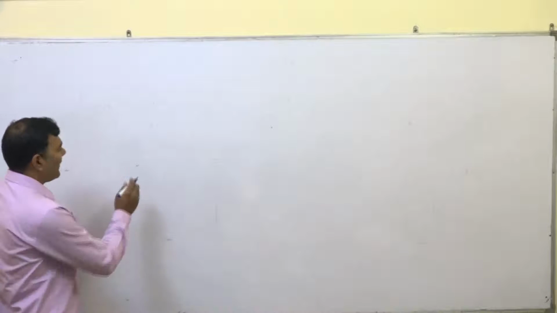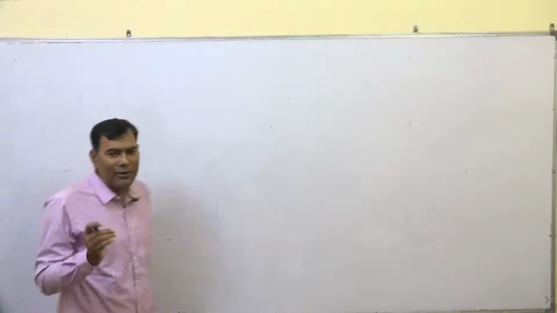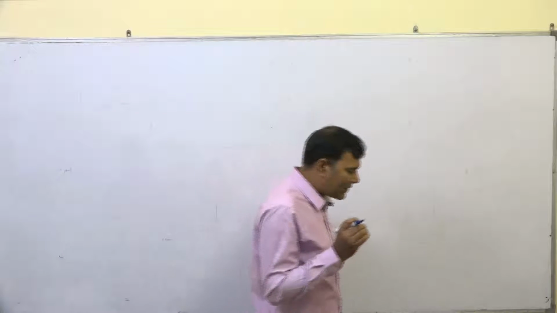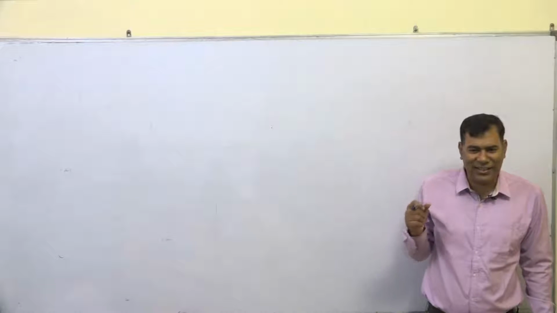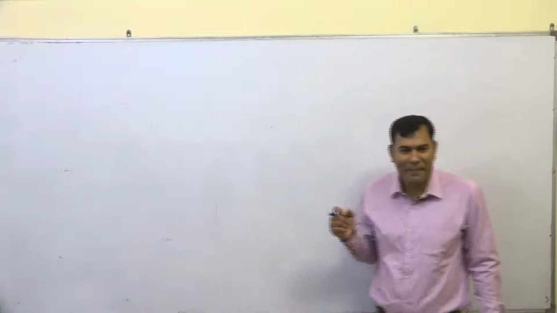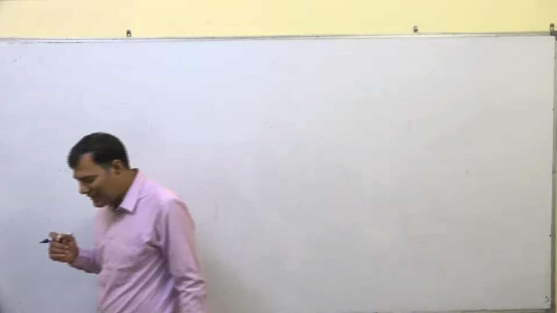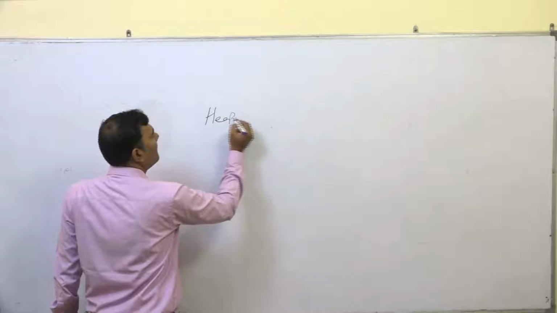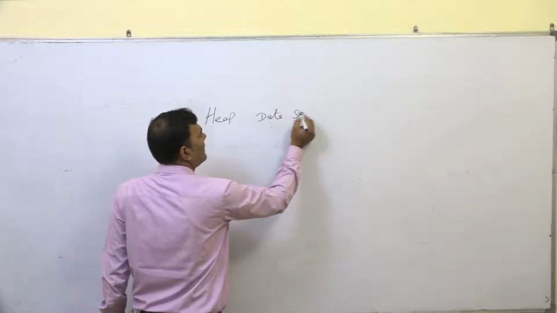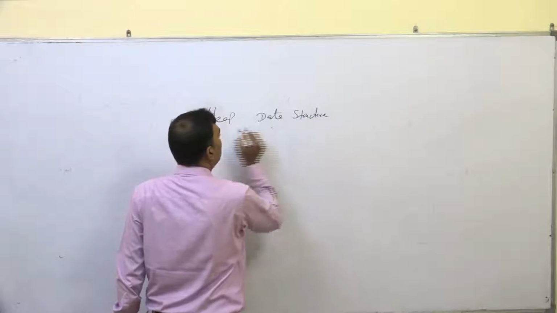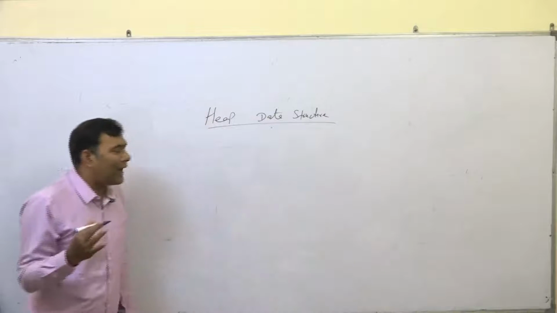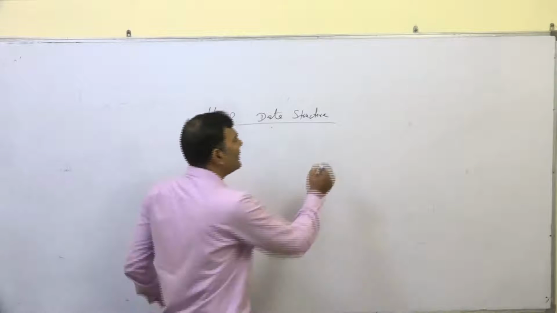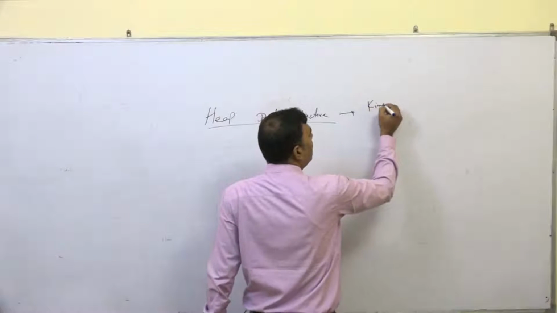So I think in previous class we talked about a kind of structure, and that structure is what? A kind of data structure. And the name of the data structure is heap. So we are going to learn heap data structure, a kind of data structure having some condition. What is the condition?